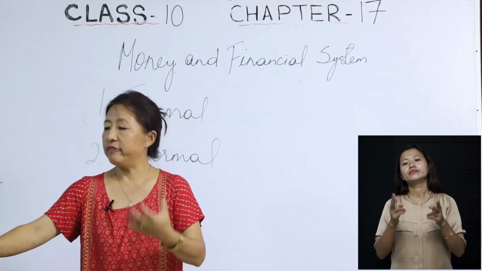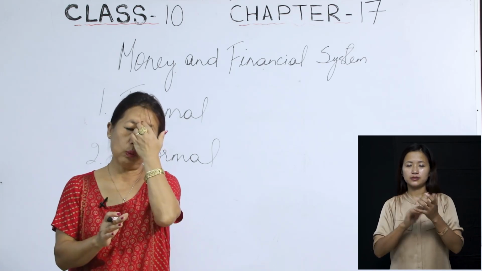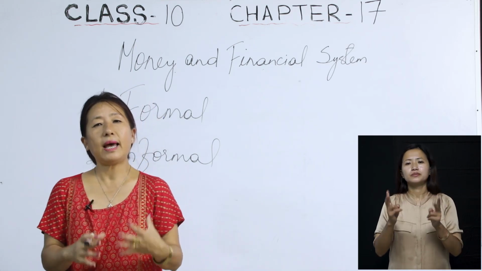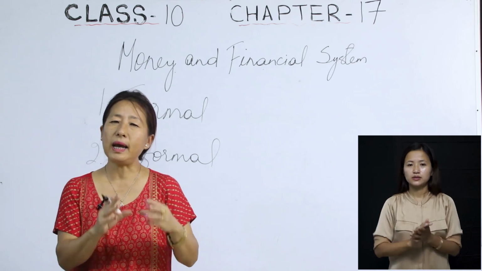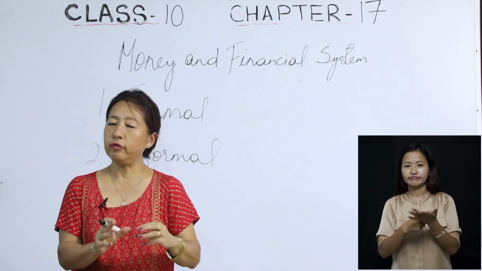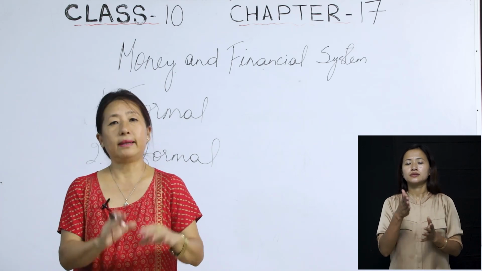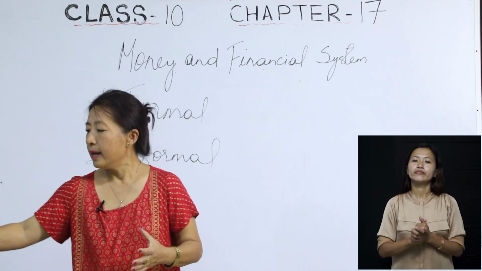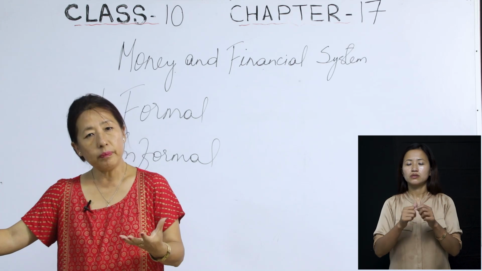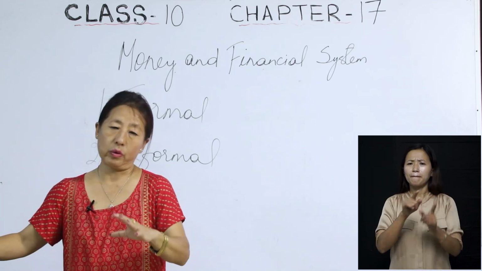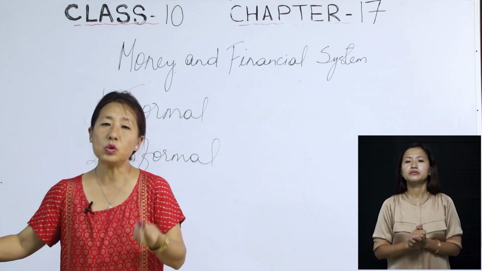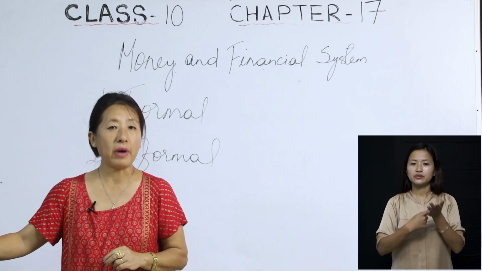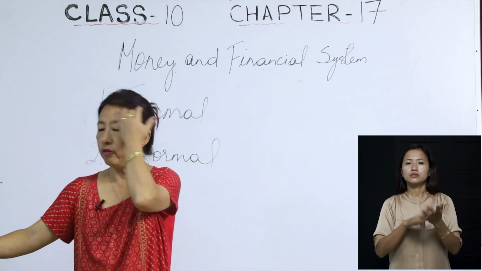Okay, informal financial institution. Now here, when we say informal financial institution, it is informal. What we mean here is there will not be any rules and regulations. They don't follow any rules and regulations, and that is the reason why it is called informal. Here they are not regulated nor controlled by any authority, and that is why there is no set of rules and regulations. So we are talking about the informal institution.